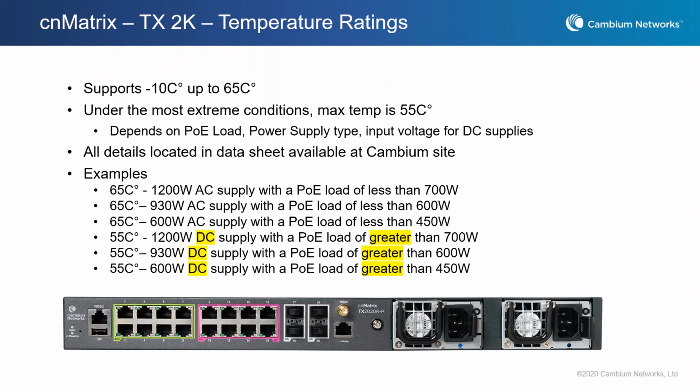Now we do have a software feature that you can enable. You can put the switch into a, quote unquote, high temperature mode. If you put it in that mode, then it will put a maximum on the PUE load. So we won't let you use, like on the 1200 watt supply as an example, more than 700 watts if you turn on this feature. And that way, you're guaranteed to get the 65 degrees. Okay. And remember, 700 watts is a lot, right? You'd have to have a lot of devices to use more than 700 watts.